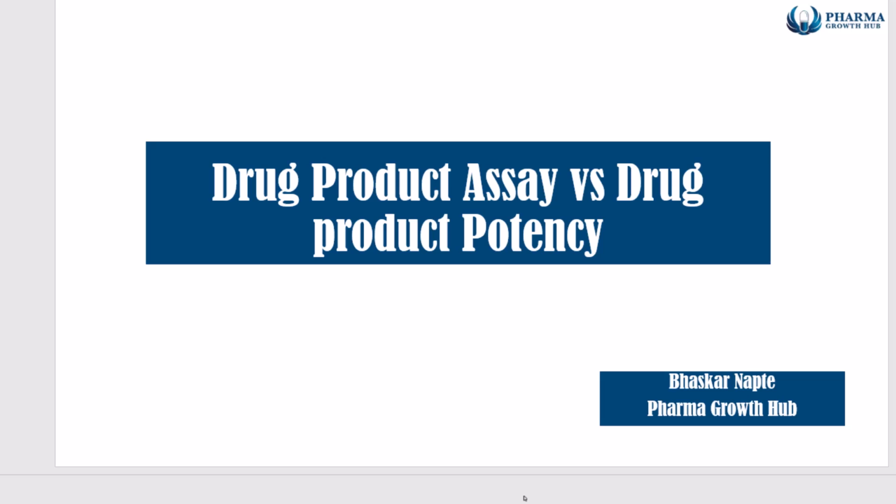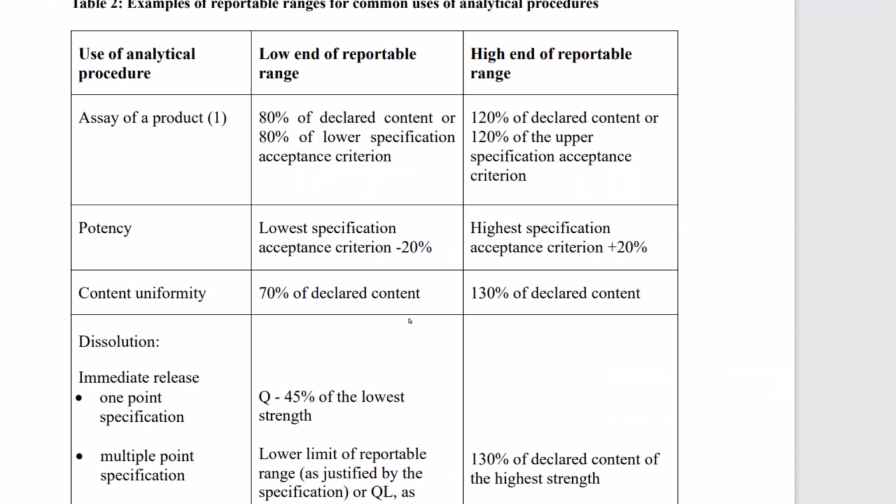We are going to talk about two important terms which are associated with the drug product. The first one is drug product assay and the second one is drug product potency. So what is the purpose of making the video on these two common terms? The reason is the ICH guideline Q2R2.